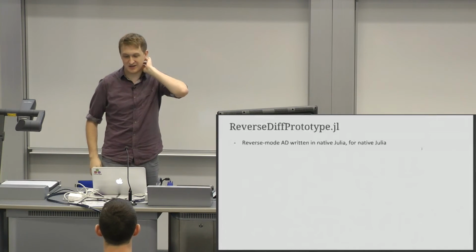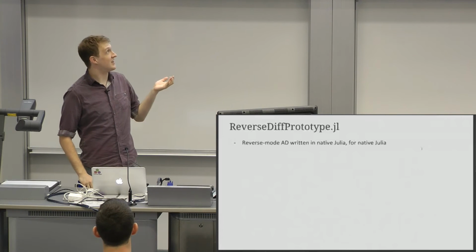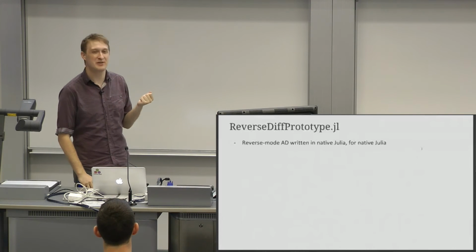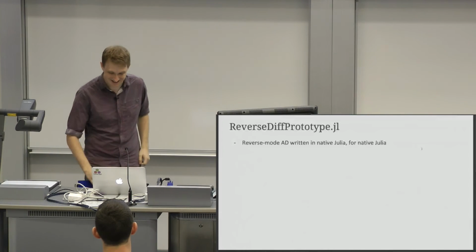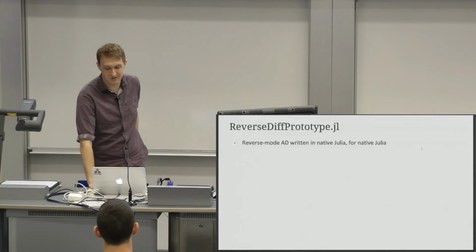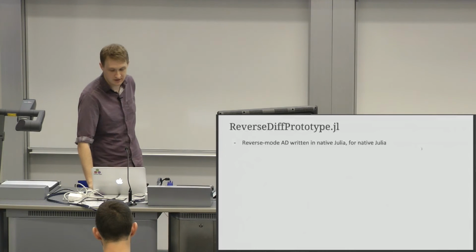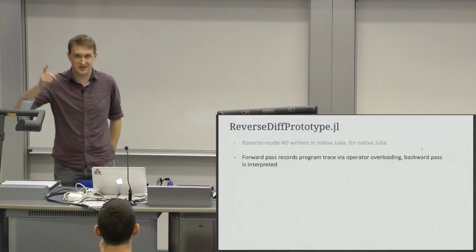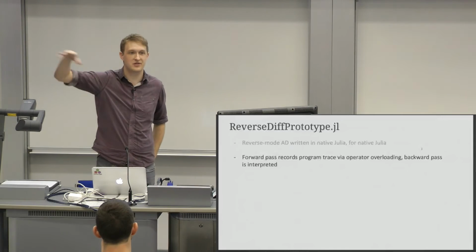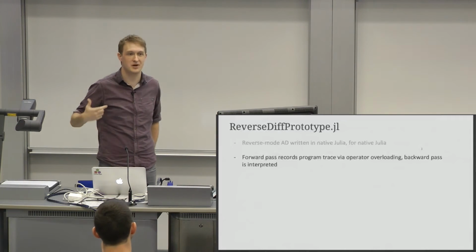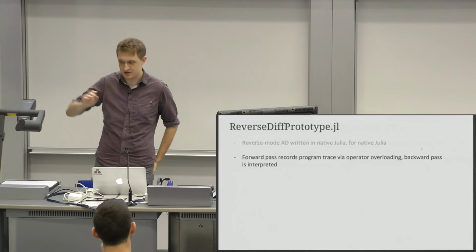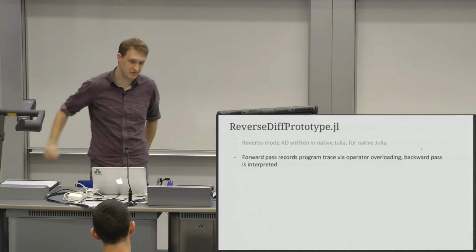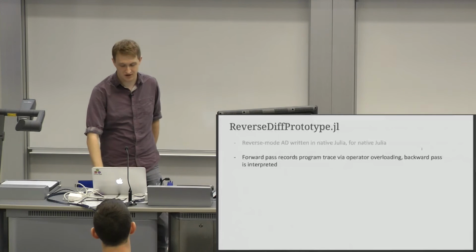So the package has a nice name, ReverseDiff prototype. It's not great to type at the REPL, but the name will change eventually. It's reverse mode AD written in native Julia for native Julia. The forward pass, as I said before, records the program trace via operator overloading: anytime something happens to the tracked type, it writes it to some external tape that I can then access at the end of the function call.